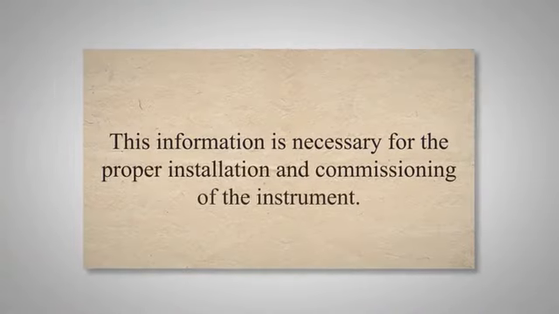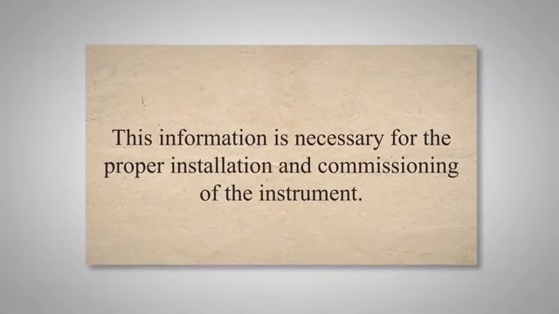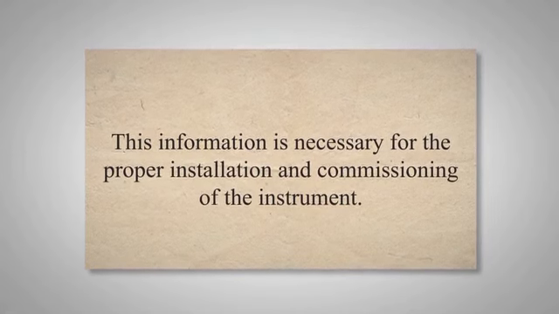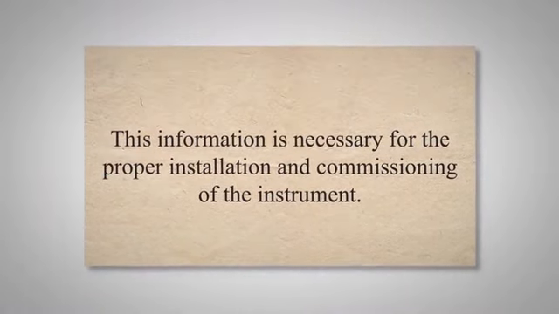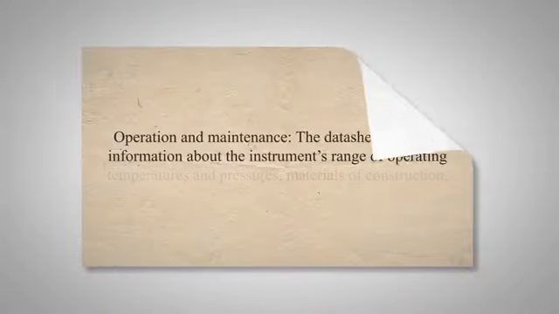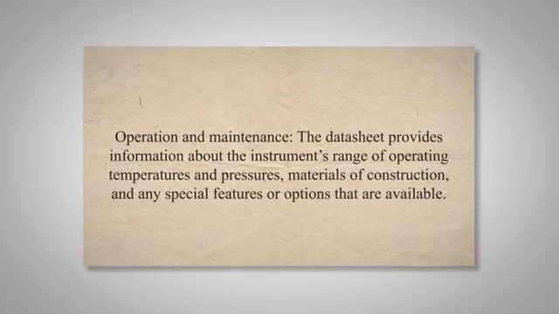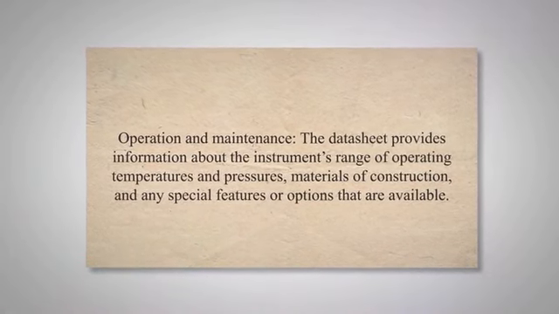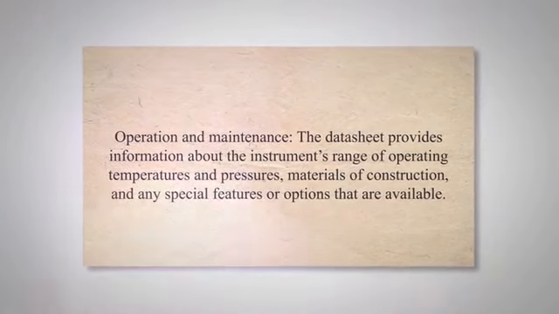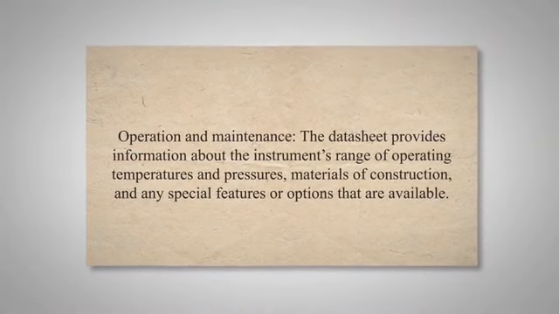Installation and commissioning. The datasheet provides critical information about the instrument's electrical specifications, power requirements, and response time. This information is necessary for the proper installation and commissioning of the instrument. Operation and maintenance. The datasheet provides information about the instrument's range of operating temperatures and pressures, materials of construction, and any special features or options that are available. This information is necessary for the proper operation and maintenance of the instrument, including calibration and repair.